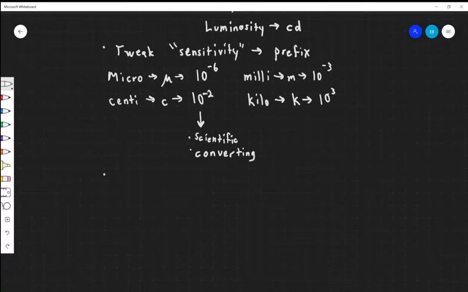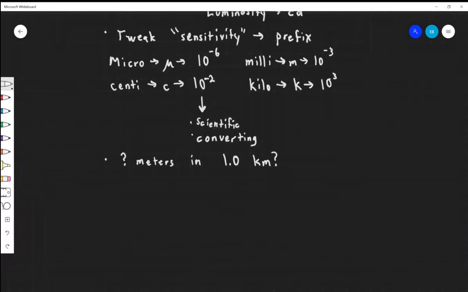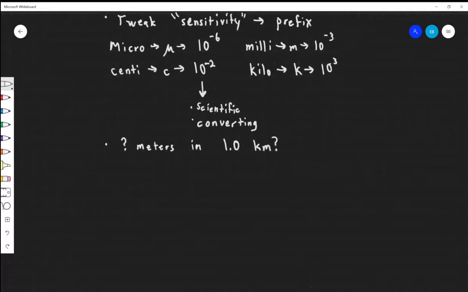So let me ask the question: how many meters are there in 1 kilometer? If I want to do this conversion, I can use these prefixes and do this. So if I have 1 kilometer, so 1 km, and I want to convert that into meters.